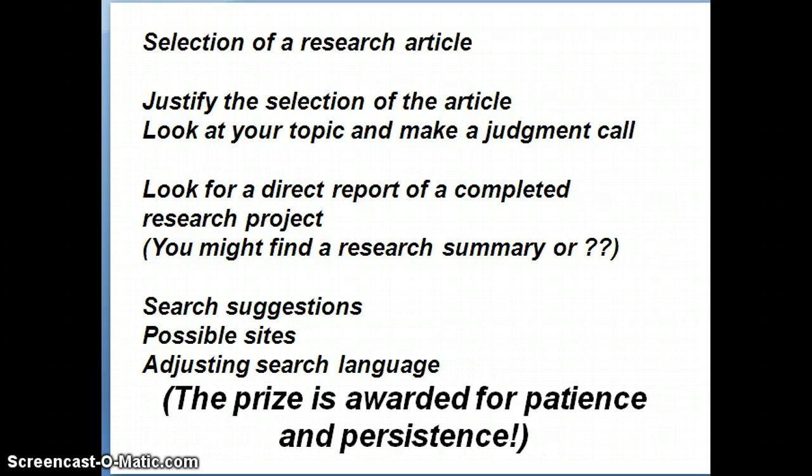So basically the first thing in the process is you've got to find a research article. So look at your topic, and you've got to make some judgment calls when you select the article. You're going to look for a direct report of completed research, and again, as I said, you might find a summary. You're going to have to be careful. In other words, you're going to have to find something that looks pretty close to the topic, something that can be justified as a research article that's related to your topic.